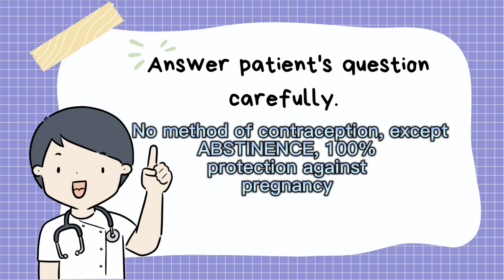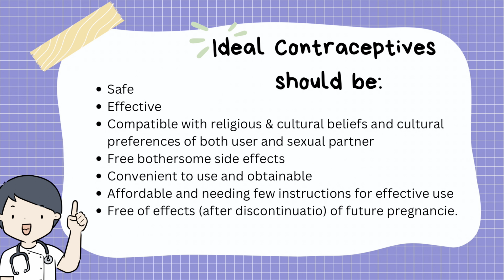It is necessary to be prepared to answer questions about post-coital protection if there were unprotected sexual relations, as well as elective termination of pregnancy if contraception failed. Only when couples have sufficient information in all these areas and the freedom to discuss specific concerns can they be prepared to make a decision that will be right for them. An ideal contraceptive should be safe, effective, compatible with religious and cultural beliefs and personal preferences of both the user and sexual partner, free of bothersome side effects, convenient to use and easily obtainable, affordable and needing few instructions for effective use, free of effects after discontinuation and future pregnancies.